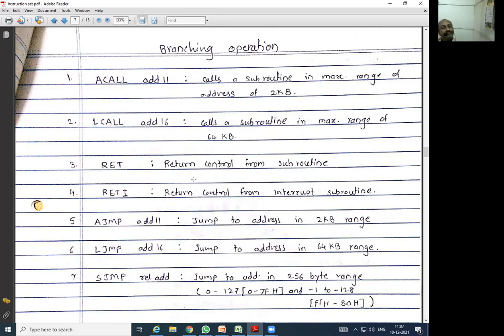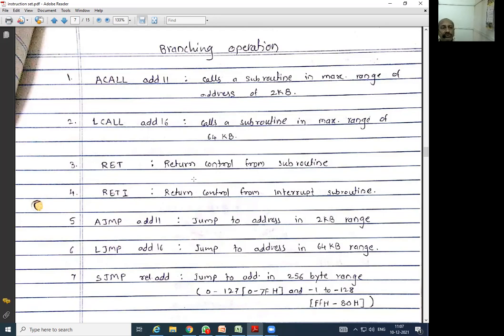The next category of instruction is the branching operation. Branching means to go from one place to another. So which instructions are here for this particular branching?